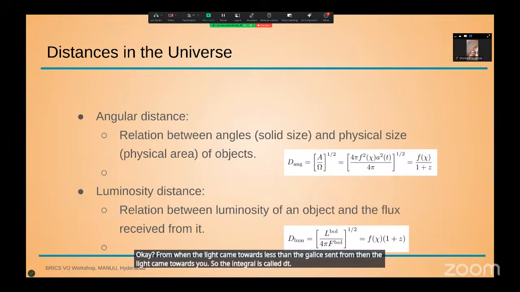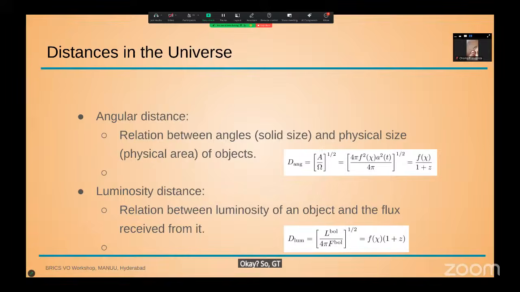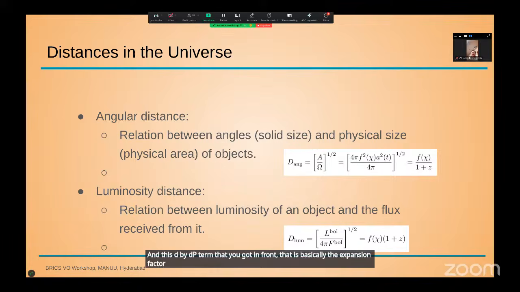You can always transform that integral to be over the scale factor. Okay? So dt you can write as dt divided by da multiplied by da. Then the integral becomes over da. And this da by dt term that you get in front is basically the expansion rate of the universe. So you can measure it just like the Hubble integral. And so you can always do these integrals over a.